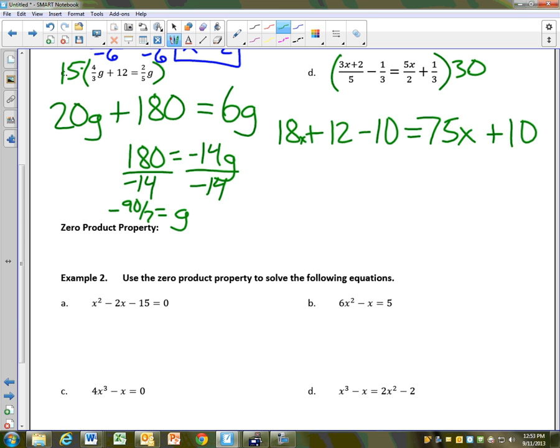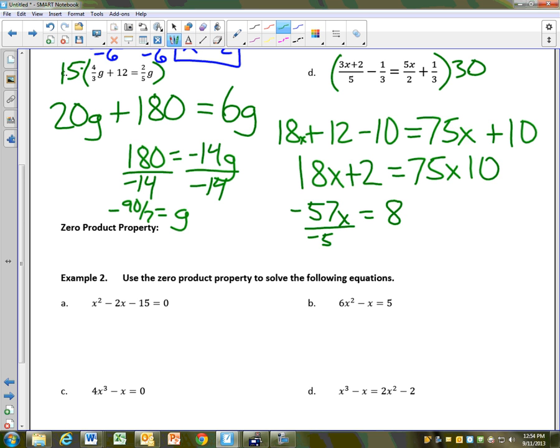Okay, I'm going to combine like terms. 18x plus 2 equals 75x plus 10. So now it's a very basic three-step equation. Negative 57x is equal to 8. Divided by negative 57, x is negative 8/57ths. Done and done. Booyah.